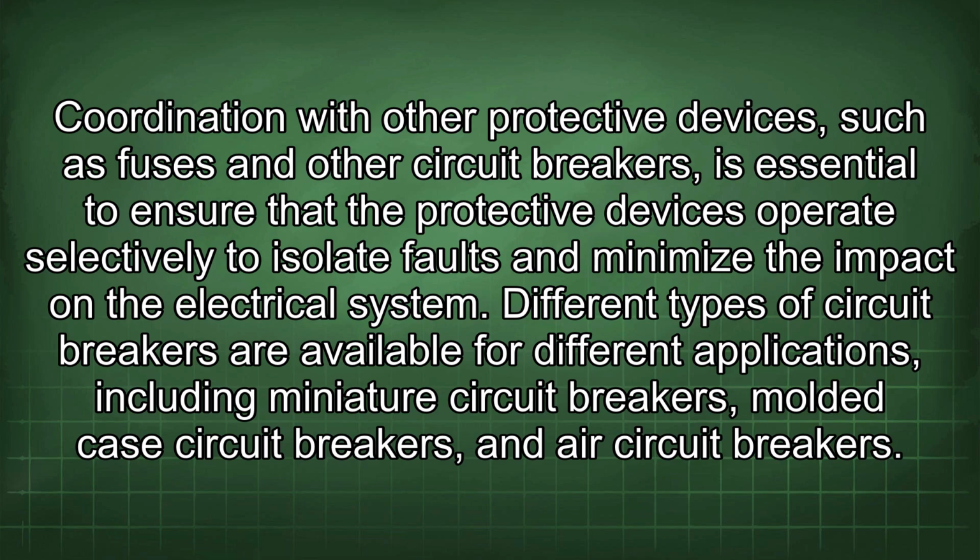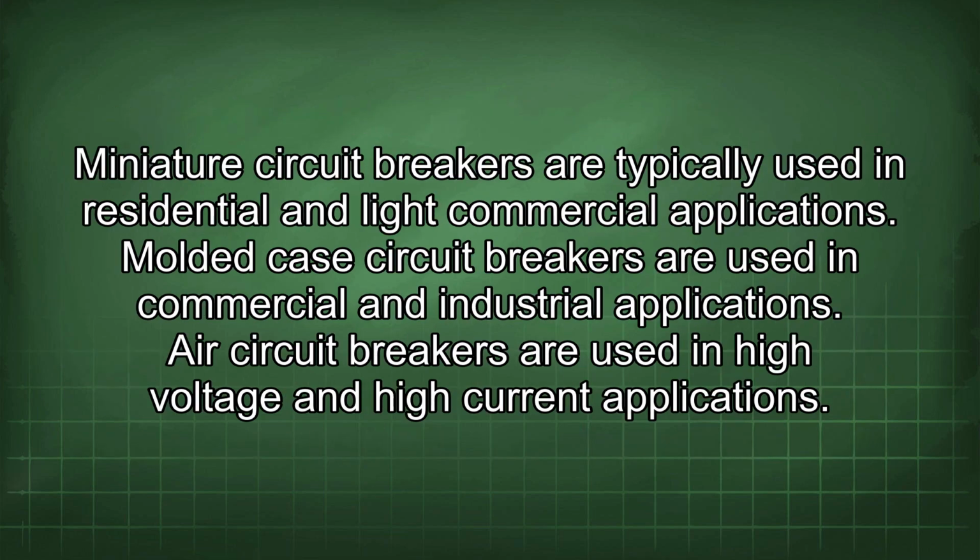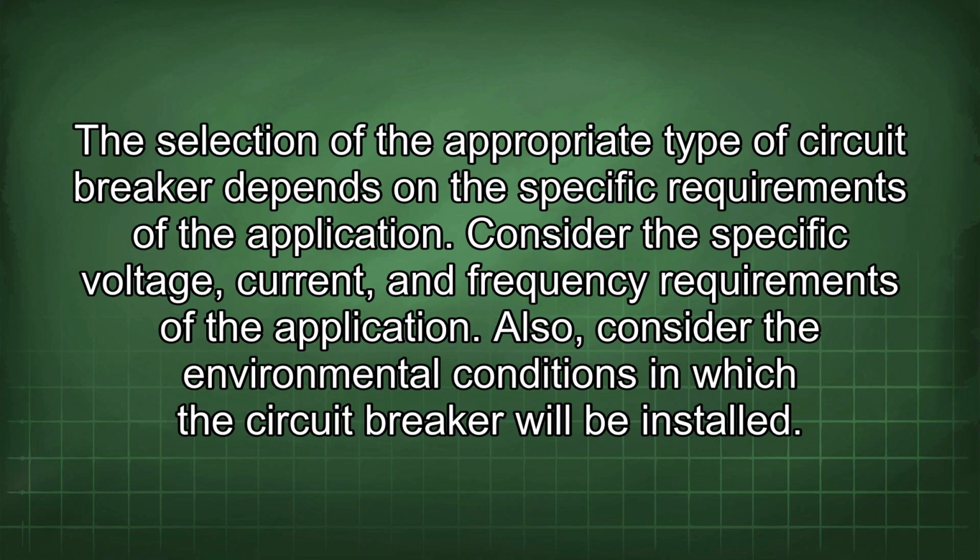Different types of circuit breakers are available for different applications, including miniature circuit breakers, molded case circuit breakers, and air circuit breakers. Miniature circuit breakers are typically used in residential and light commercial applications. Molded case circuit breakers are used in commercial and industrial applications. Air circuit breakers are used in high voltage and high current applications. The selection of the appropriate type of circuit breaker depends on the specific requirements of the application.